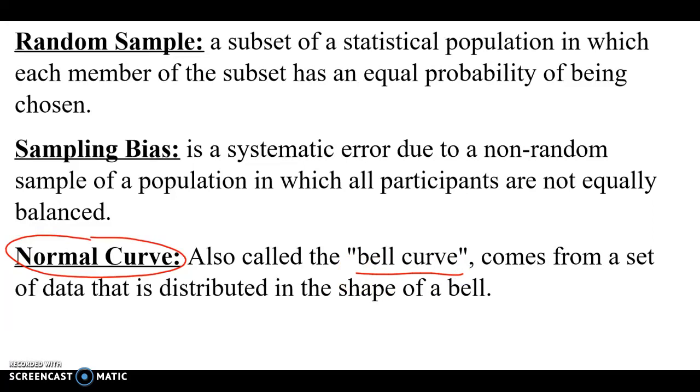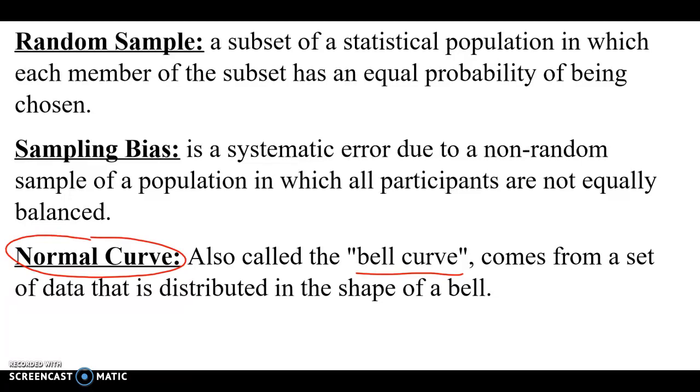And we kind of talked about, go ahead and read random sample real quick and sampling bias, and just kind of read that. So random sample: a subset of a statistical population in which each member of the subset has an equal probability of being chosen. Okay. So in order for it to be a random sample, what has to happen? What are some things that need to happen? Has to be unbiased. Has to be unbiased.